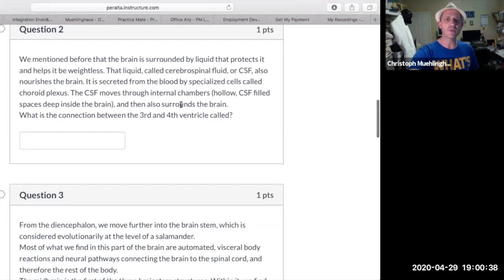Good. Perfect answer. We mentioned before that the brain is surrounded by liquid that protects it and helps keep it weightless. The liquid is called CSF, or cerebrospinal fluid. It also nourishes the brain. It is secreted from the blood by specialized cells called the choroid plexus. And then it moves through internal chambers, which are hollow CSF-filled chambers inside the brain. And then it also surrounds the brain. What is the connection between the third and the fourth ventricle called?